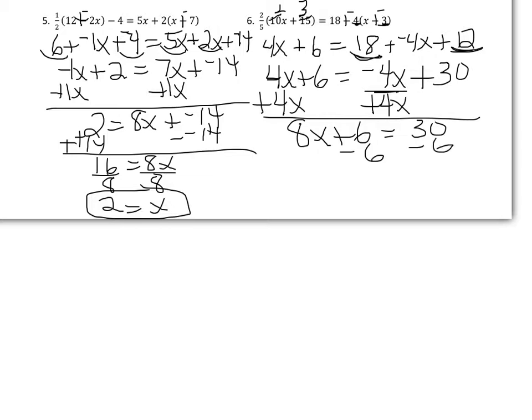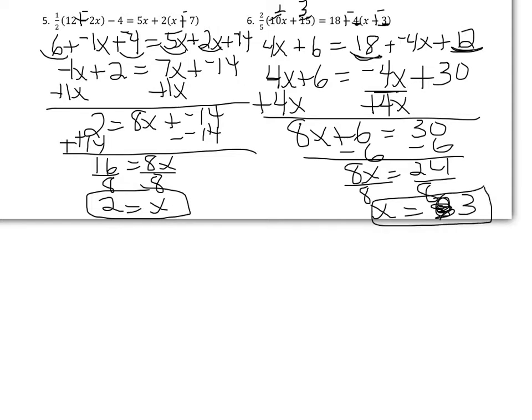And I'm going to subtract 6. I get 8x equal to 24. Divide by 8, and I get x equal to 6. Oh, excuse me, yeah, 3. Let me get that right. All right, and you notice, guys, how I'm showing work on all my steps. Okay, let's flip over to the other side and look at the word problem.